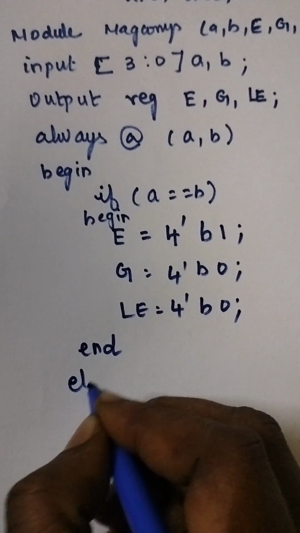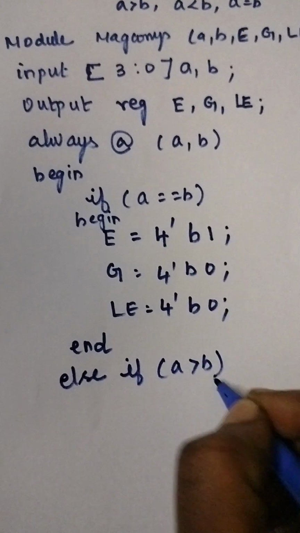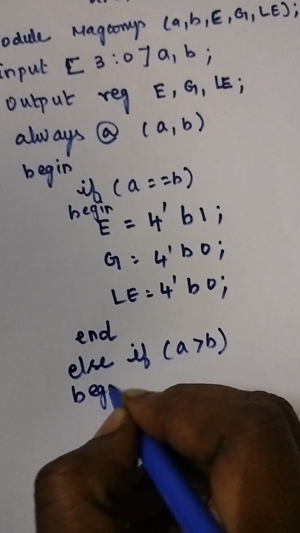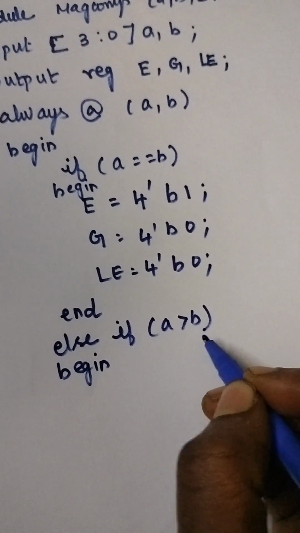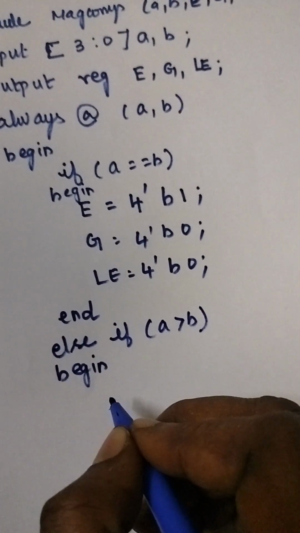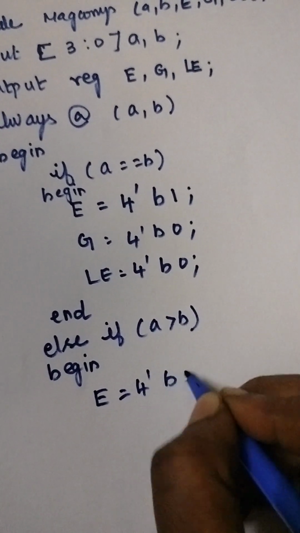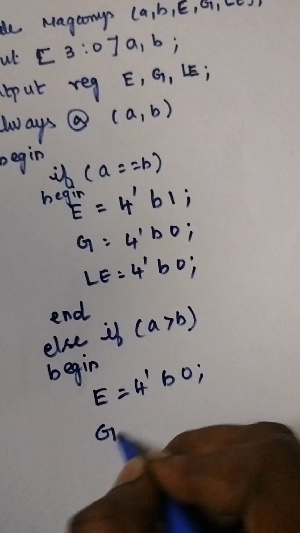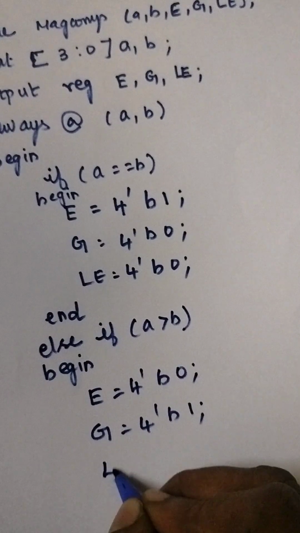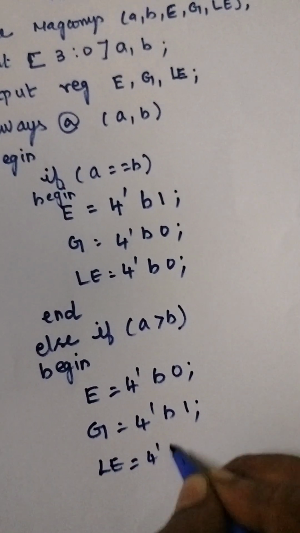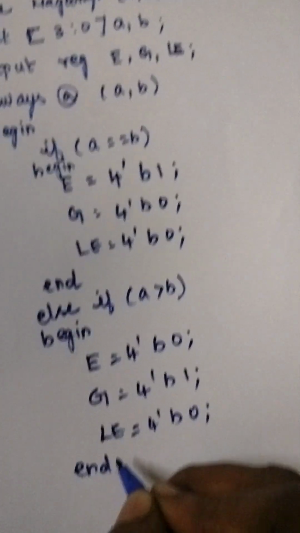Again I have to go with else if a greater than b. Again begin your statement. Now you should write a is greater than b. That means greater should be equivalent to 1. The remaining should be equivalent to 0. Again e equal to 4-bit binary, output is 0. Again g is equal to 4-bit binary, output is 1. Less than 4-bit binary, output is 0. So now end your statement.